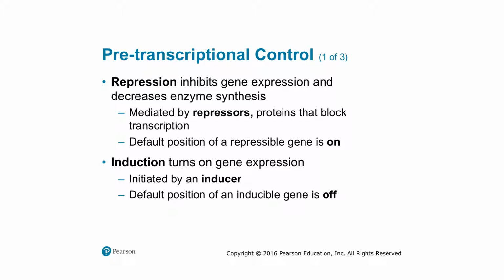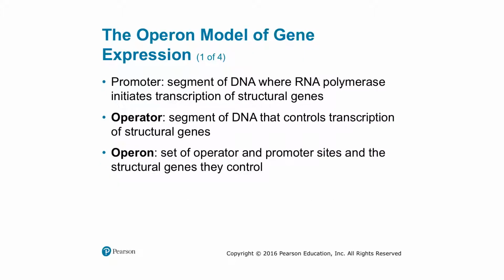Repression inhibits gene expression and decreases enzyme synthesis. It's mediated by repressors, proteins that are going to block the transcription. And the default position of a repressible gene is on. And so the induction turns on the gene expression. It's initiated by what we call an inducer, and the default position of an inducible gene is off.